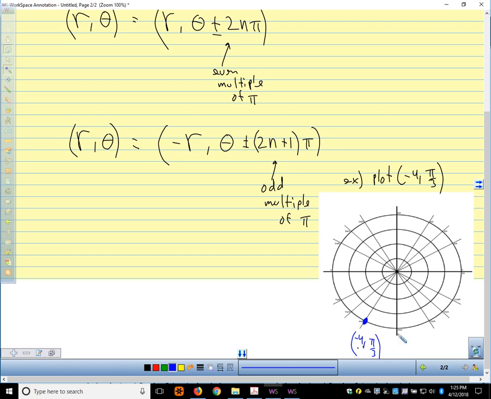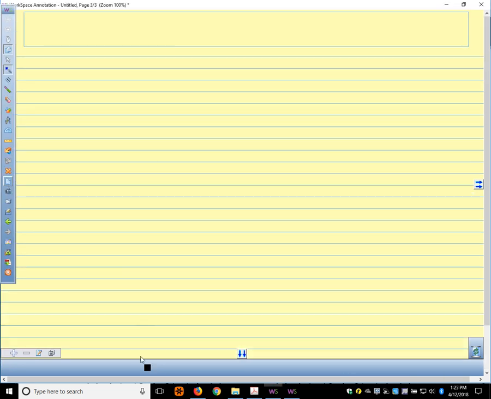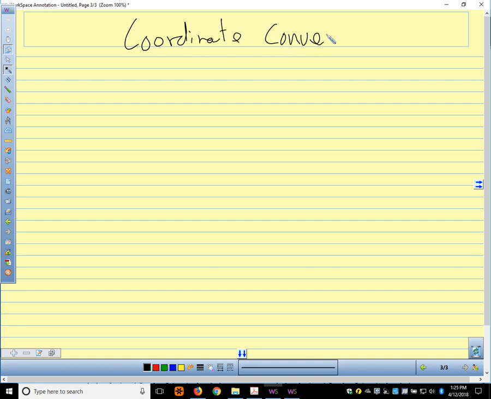Well, we're not only interested in plotting points, we want to be able to convert back and forth from rectangular coordinates to polar coordinates to rectangular coordinates. So let's talk about that. We want to do coordinate conversion. Our conversions should be familiar by now, because they're exactly what we did in chapter 4, and they're exactly what we did when we talked about vectors.